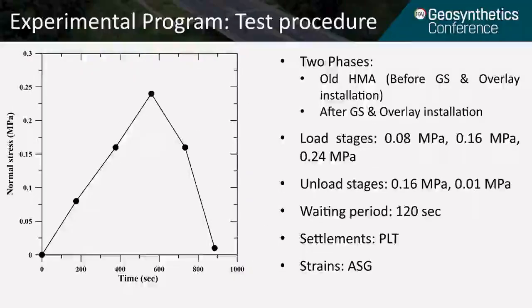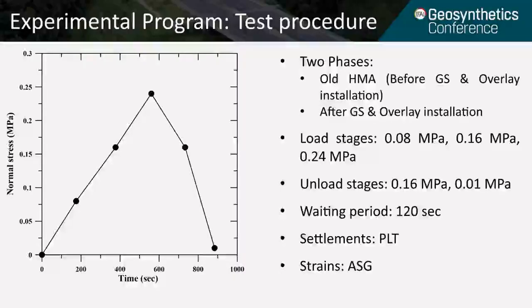The plate load test was performed in two phases, which is before the installation of the overlay and after the installation of the overlay. And as you can see from the figure, the typical test procedure included 3 loading stages and 2 unloading stages with a waiting period of 120 seconds after each stage, basically for the settlements to stabilize. The settlements and the strains corresponding to these loading and unloading stages were also measured.